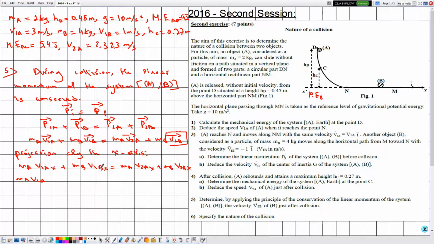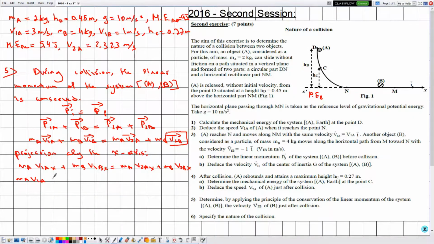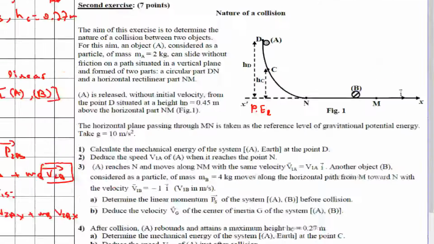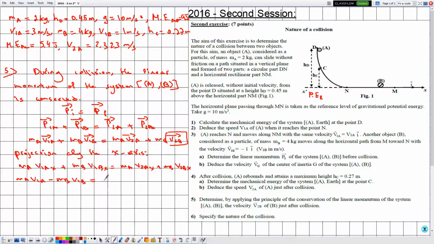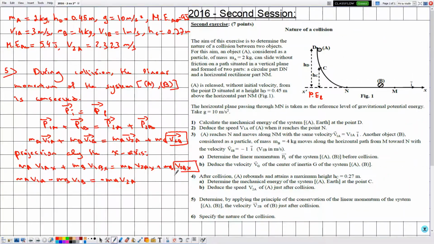Remember that A was moving in the positive direction, so this is plus MA V1A. Now what about B? B previously was moving toward the left, so it will gain a minus sign, then it's given by minus MB V1B, which is equal to, now after the collision A rebounds back, so it will move in the negative direction. So here we have minus MA V2A. What about V2BX? Because we want to calculate this one, we will not project it, we will keep it as it is.